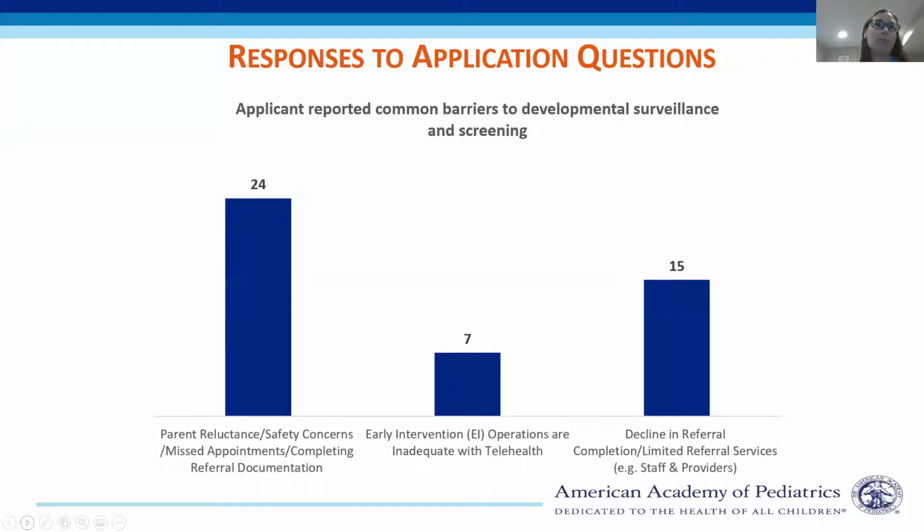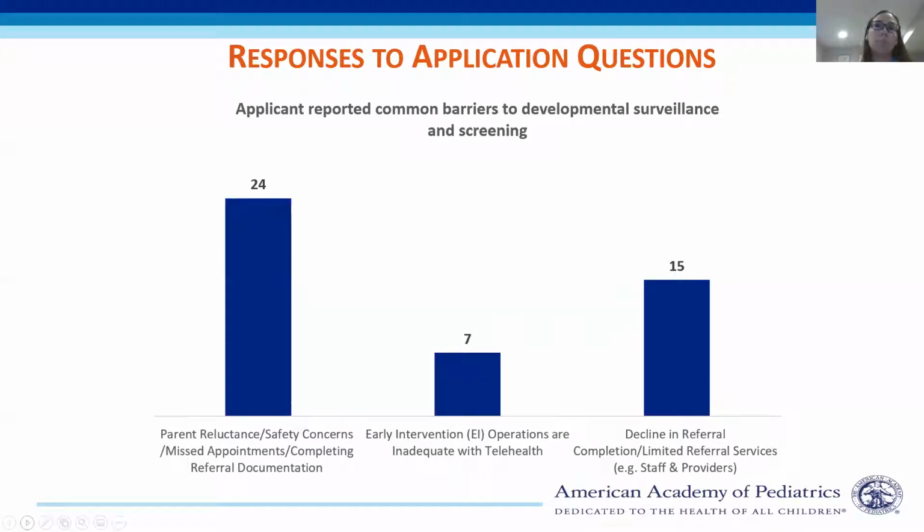Thank you. Applicants also reported common barriers to developmental surveillance and screening, and they input comments which were then put into themes. So comments were high for barriers like parental reluctance, safety concerns, missed appointments, as well as completion of referral documentation. In addition, there was difficulty in sending screening tools for telehealth appointments, and it's been very time consuming for clinicians as well. Applicants also reported fewer early identification referrals and uptake due to some challenges with telehealth.